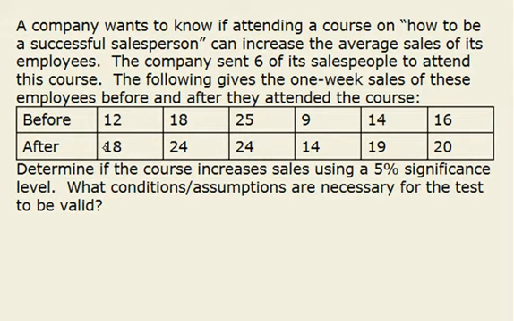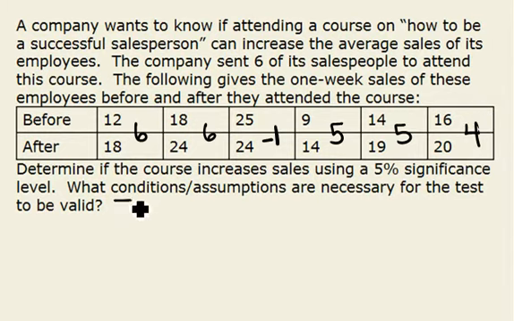D. So for the first person, after minus before, 18 minus 12 gives us a 6. 24 minus 18 is 6. 24 minus 25 is negative 1. 14 minus 9 is 5. 19 minus 14 is 5. And 20 minus 16 is 4. So what we're really going to use in this problem are those differences that we just found.